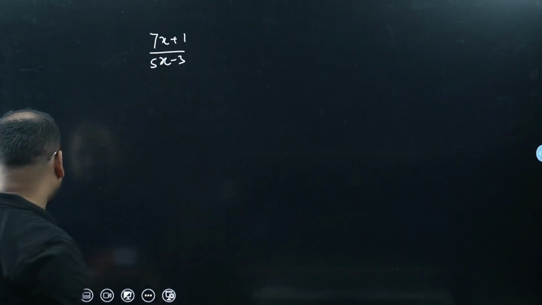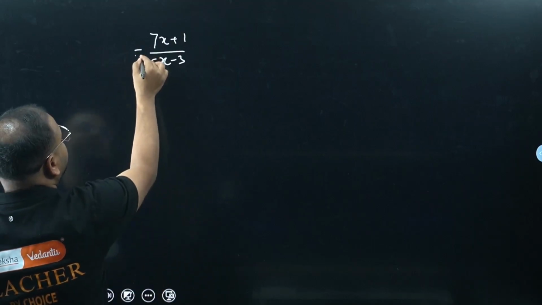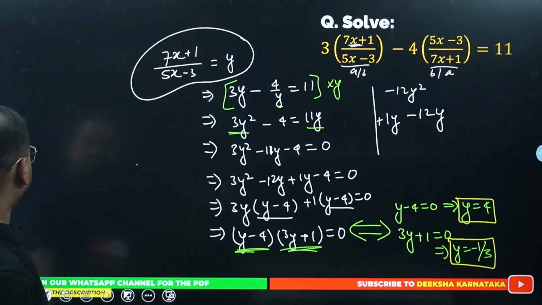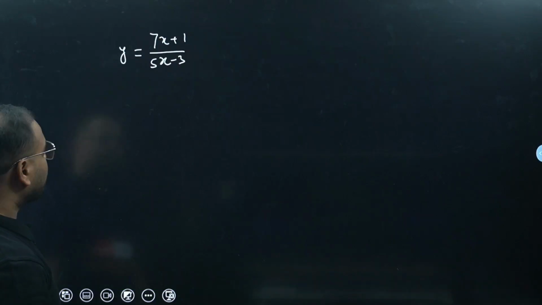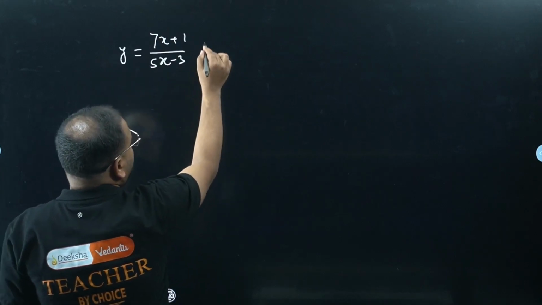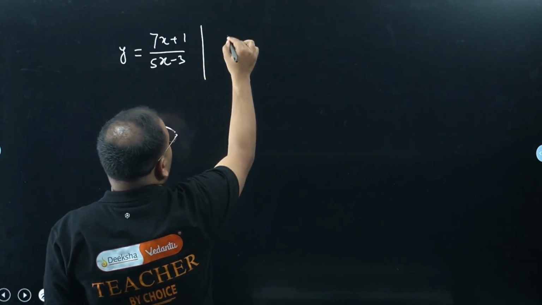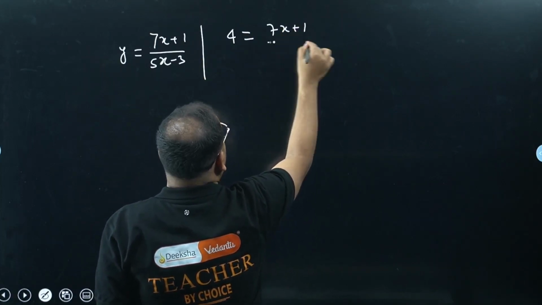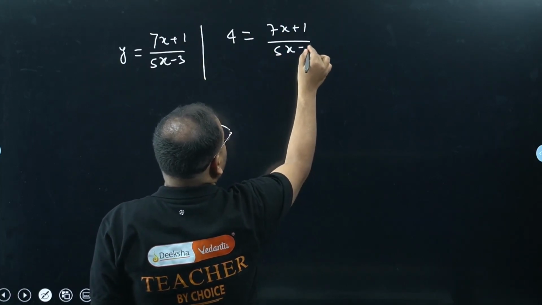Let's check if I have written it right. This is nothing but y, right? This is nothing but y. 7x plus 1, 5x minus 3, y values are 4 and minus 3. So equate this with 4 once. If I do that, I get what? 4 is equal to 7x plus 1 upon 5x minus 3.